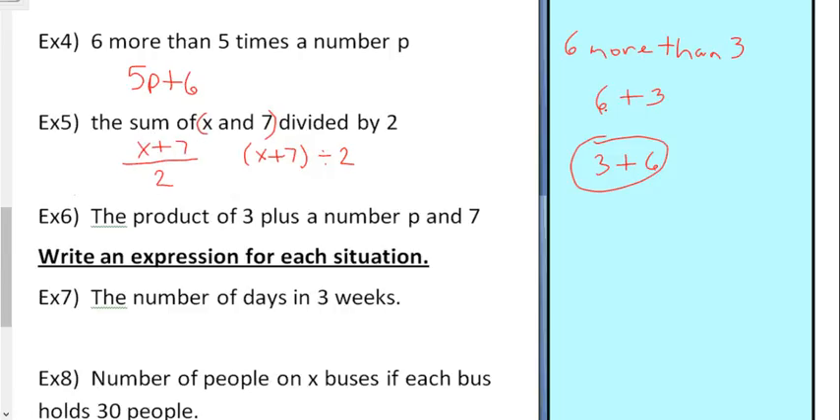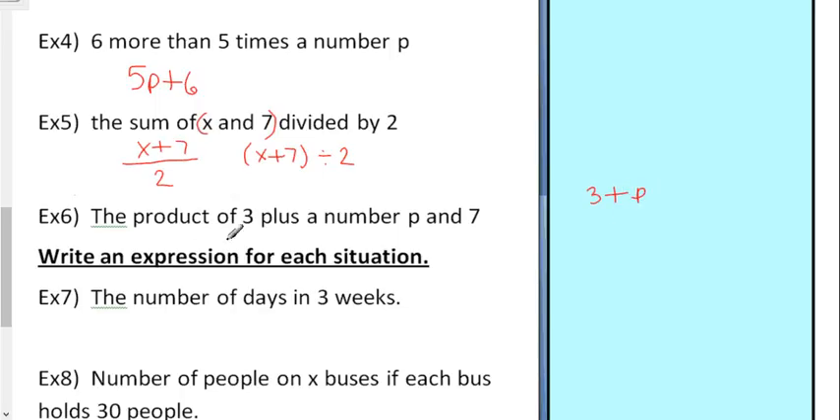All right, next problem, example 6. This one is a little bit trickier, in my opinion. And I don't have room here, so I'm going to do it off to the side here. All right, so it says a product of 3 plus a number p. Okay, so most of us would probably say, well, 3 plus a number p is 3 plus p.